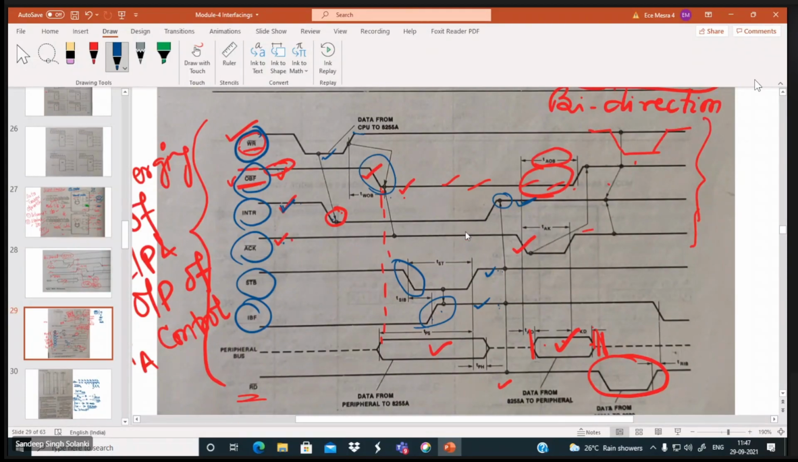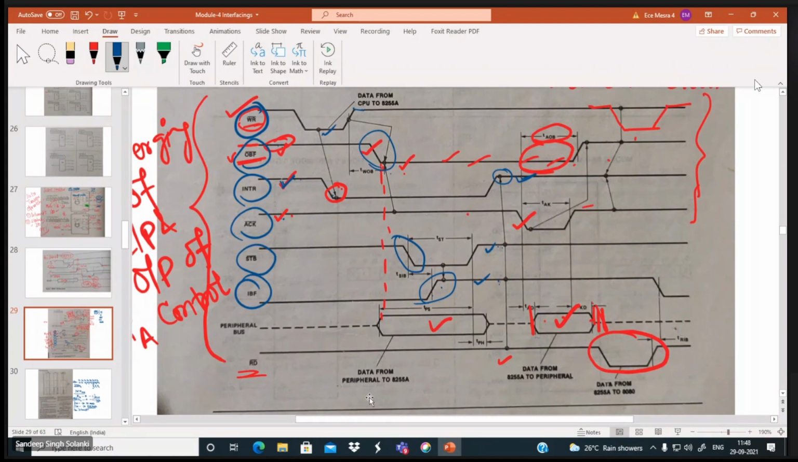And what is this diagram telling you? This diagram is telling you about only one of the devices, not both. So the read signal here, you can find that it is appearing at the bottom, and I'll just show you.